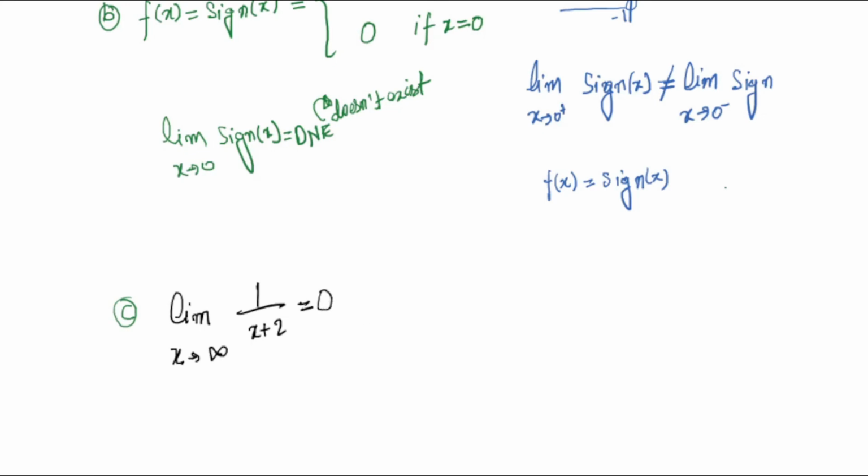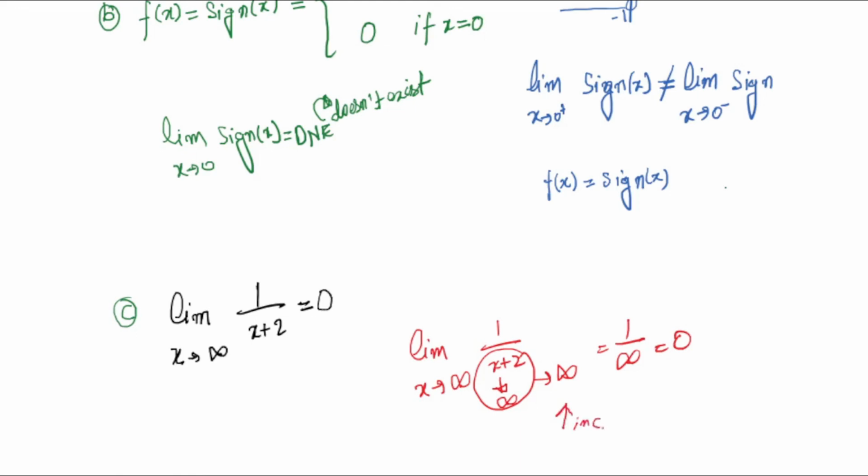So what we have seen here, limit x tends to infinity of 1 upon x plus 2, if we put infinity here, then the whole denominator value is going to be infinity. And we can say 1 upon infinity is equal to 0, because we are increasing the value of the denominator, so that's why we are getting 0. So that's all we can say here. That's all.